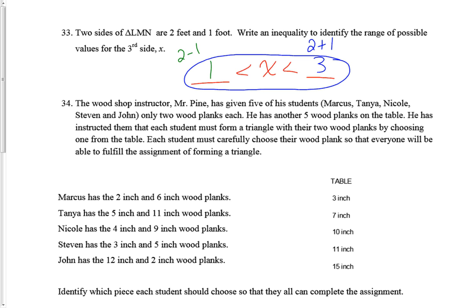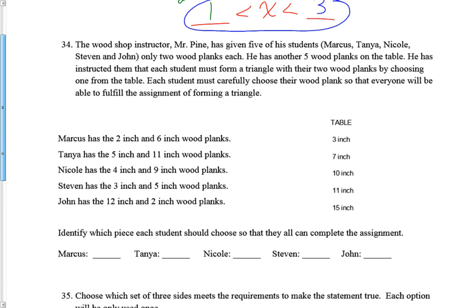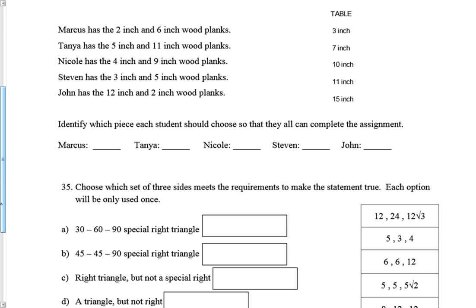Number 34. You should have seen something like this in class, and so what we are doing in this one is we need to match up Marcus, Tanya, Nicole, Stephen, and John with one. Each one of them gets one of these pieces of wood from the table, and everyone needs to make a triangle. I am going to do this using the range of values. So I'm going to set up my inequality for Marcus. Marcus has to be between 6 minus 2, which is 4, and 6 plus 2, which is 8. So the side that he needs has to be bigger than 4 and smaller than 8.